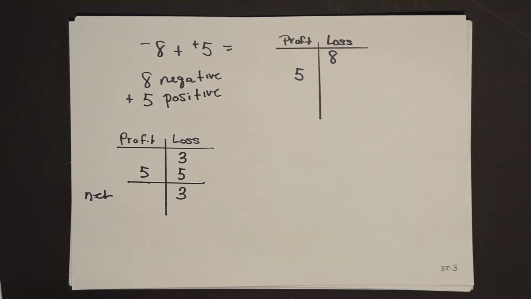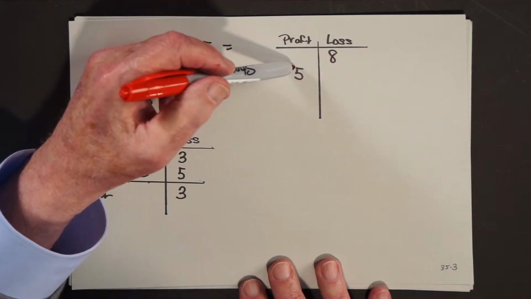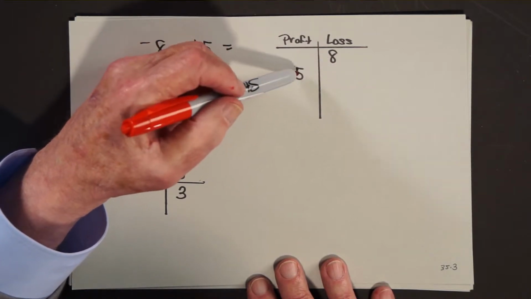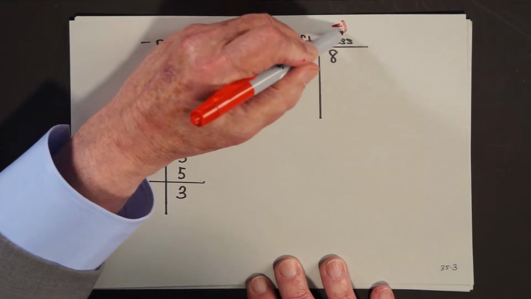So again, for motivation, let's see how we would handle this in terms of profit and loss. Well, maybe you would do something like this. Here's an $8 loss, here's a $5 profit. By the way, do you notice that there are just no signed numbers here? The signs are up here.